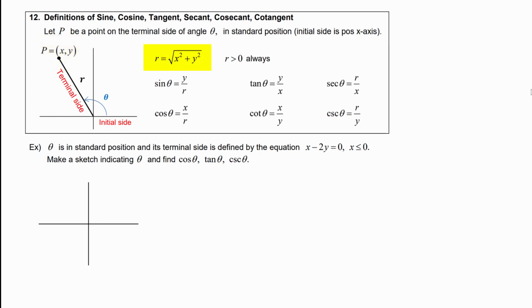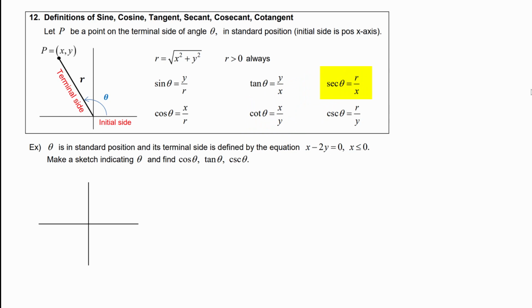Because you are squaring x and squaring y and adding two positive numbers, you can see that r is always positive. And then, as you recall, sine theta is defined by y over r. Cosine theta is x over r. Tangent theta is sine over cosine, so you will get y over x. And cotangent theta is 1 over tangent theta, so all you have to do is flip the tangent, and you get x over y.